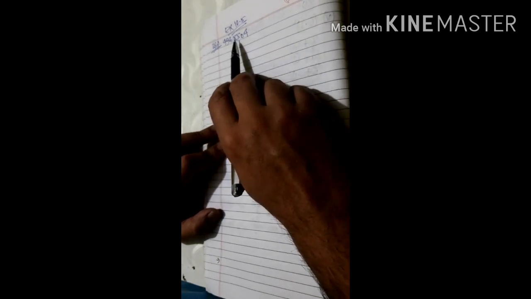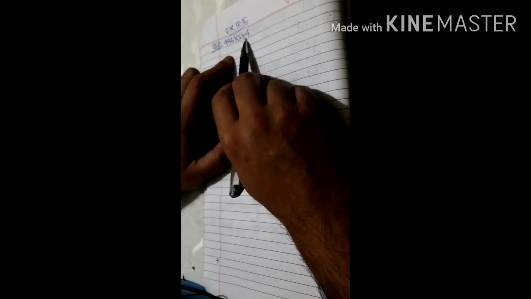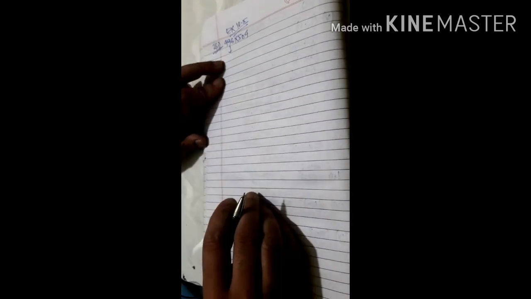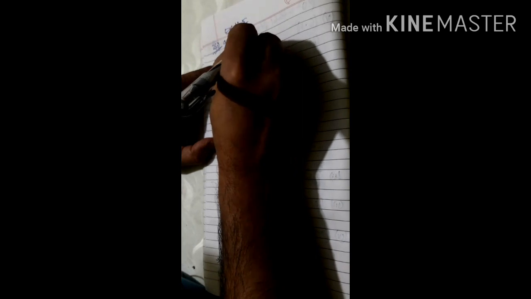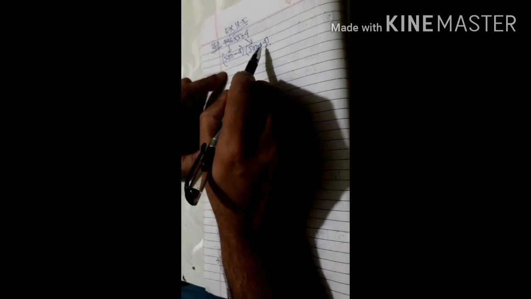According to the question, you have to use the standard identities. So let us see how we go about it. We take the first term 496. 496 can be written as 500 minus 4. Now we take the second term 504. 504 can be written as 500 plus 4.